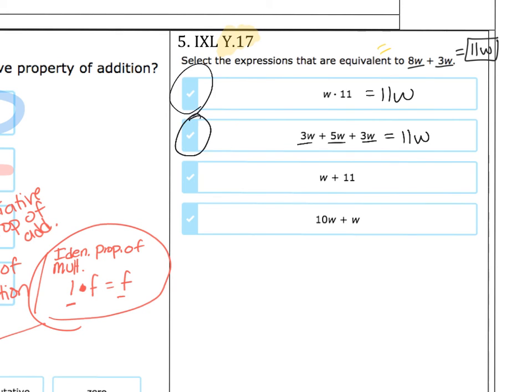Let's look at the next one, W plus 11. That one I can't combine because if I try to add those together, I would have to have two constants, or I would have to have two terms that have the same variable. And 11 doesn't have a variable. So this one, unfortunately, stays W plus 11, and that's not what I want. And the last one, we have 10W plus W. Remember that the coefficient in front of a variable, if it doesn't have a number in front of it, we're going to assume the identity property that it has a 1 in front of it. 10W plus 1W is 11W. So my final answer is A, B, and D.